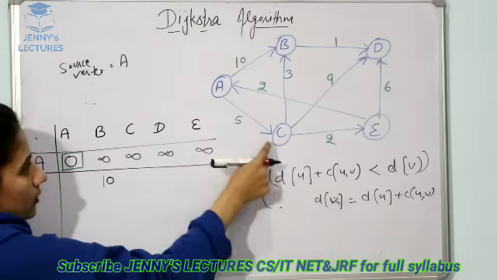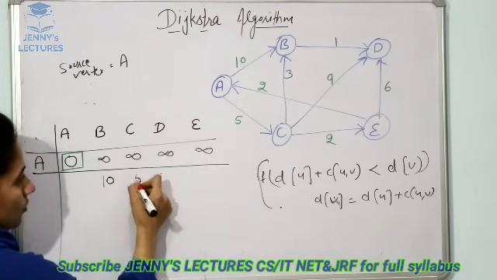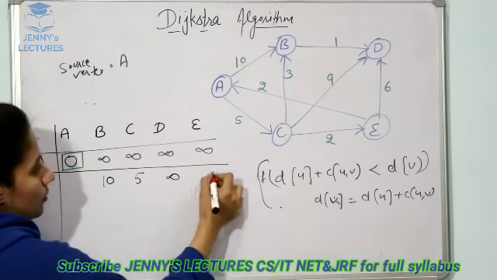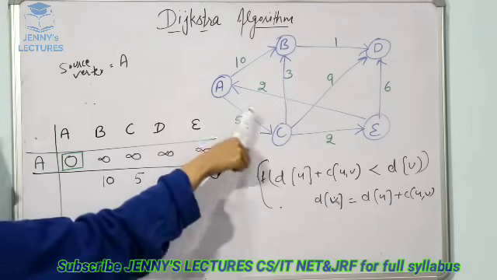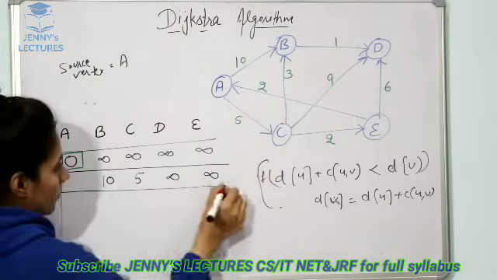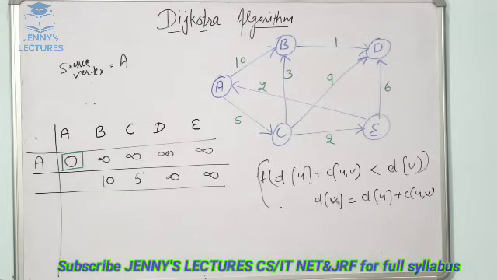What about C? A to C. 0 plus 5 is less than infinity. We will update here 5 only. D we will not update, and E we will not update, because there is no direct edge from A to D and A to E. Okay, this one is done. This one is already selected, so we will not write this in the next row.